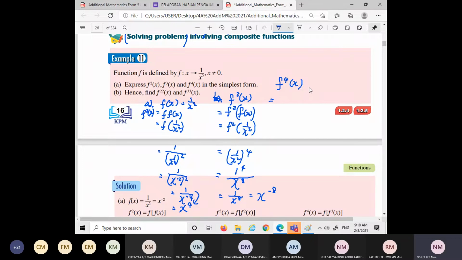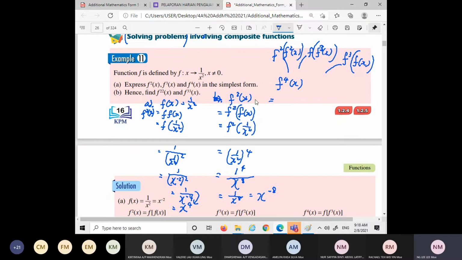F to power 4 is either you want to do F2, F2. Maybe, okay, you can do F power 2, F power 2. Okay, you can do F and then F power 3. Okay, you also can do F power 3 and then F. Okay, there are 3 ways of doing. Depends how you want to do.